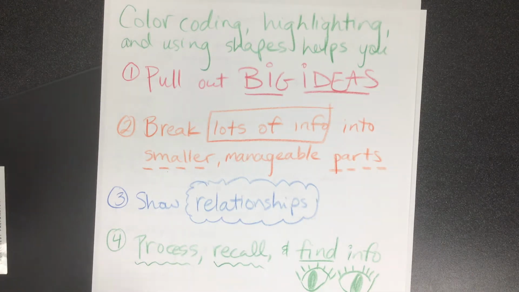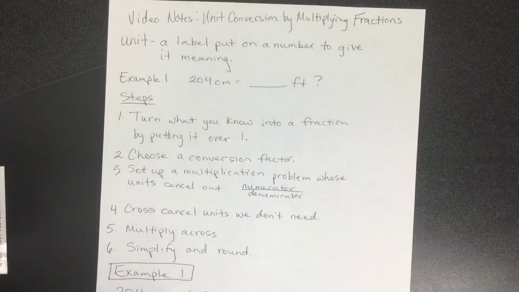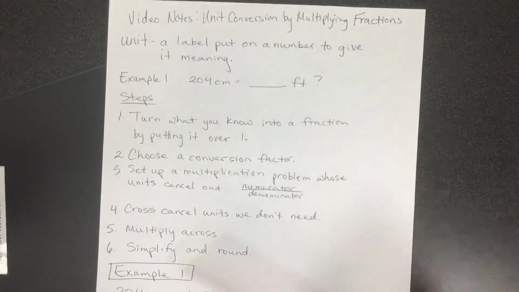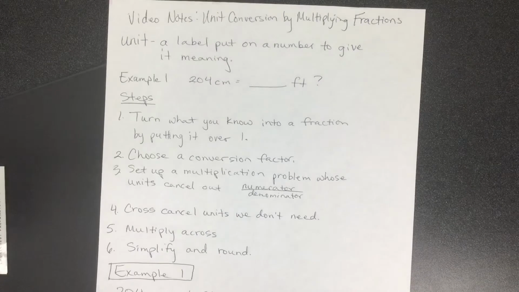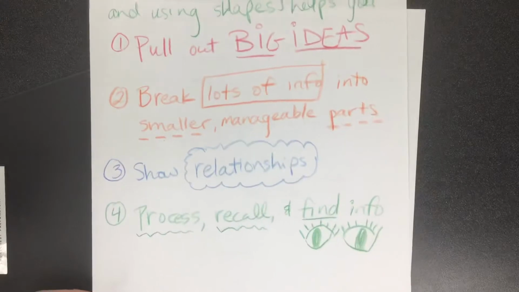So what we're about to do is look at the notes we took on unit conversion by multiplying fractions. And I'm going to model for you how to do an example of color coding and what that looks like. Some people think that color coding just means adding color to make something beautiful. That's not it. Other people think that if I just color over everything and make it a color, that counts as color coding. No, that's not right either. So don't forget, you're using color, shapes, and highlighting to do these 4 things.